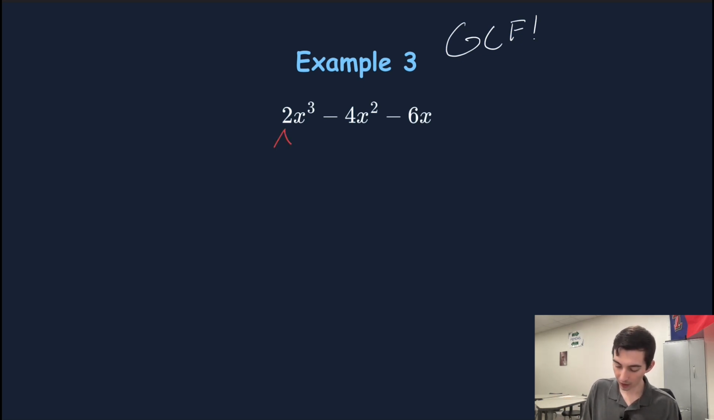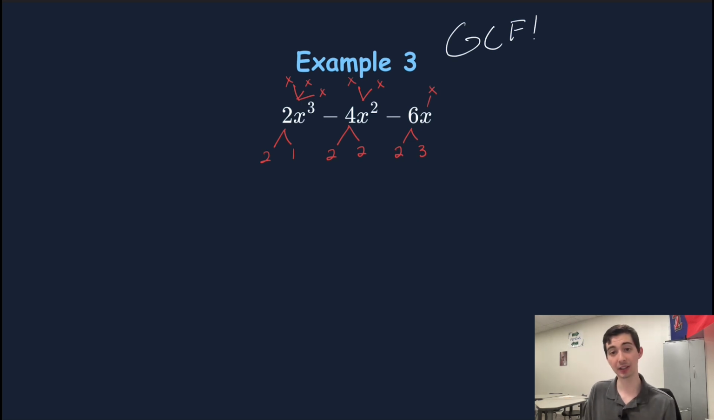So I can separate this 2 into 2 times 1. This 4 I can separate into 2 times 2, and this 6 I can separate into 2 times 3. And now I can do the same thing with my x's. X cubed can be separated into x times x times x. X squared can be separated into x times x. And then this would just be 1x.